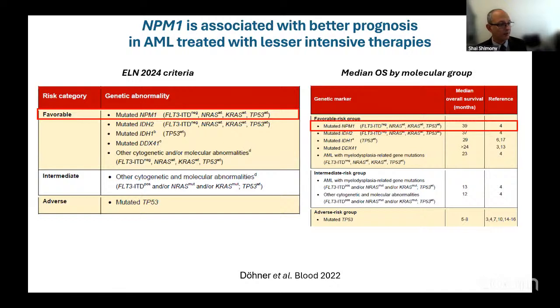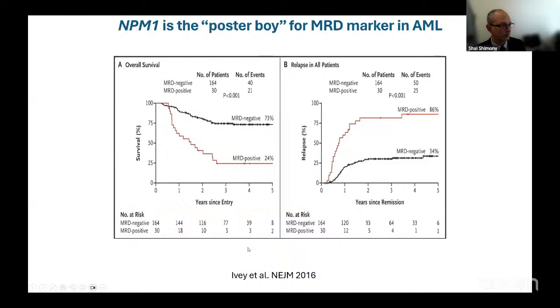Now, this classification, which came later on, is the ELN 2024 classification. This is for patients who are treated with lower intensive therapy, or now the standard of care for older patients, which is hypomethylating agents plus venetoclax. This shows that NPM1 is also considered a favorable risk mutation, with a median overall survival in the phase 3 trial, that you can see here, of about 40 months.